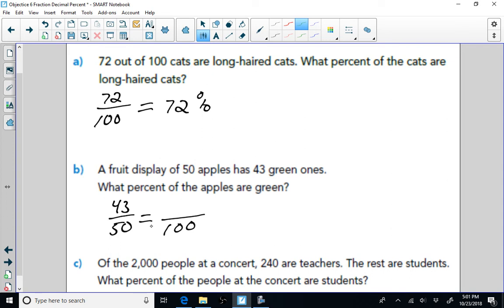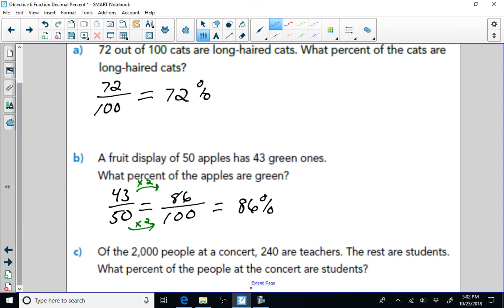I make that equivalent fraction with a denominator of 100 by multiplying the denominator of 50 by 2. To make an equivalent fraction, we have to multiply the numerator by 2 as well. So 43 times 2 is going to give us 86. So we're saying 43 out of 50 is the same as 86 out of 100. 86 out of 100 is the same as 86%.